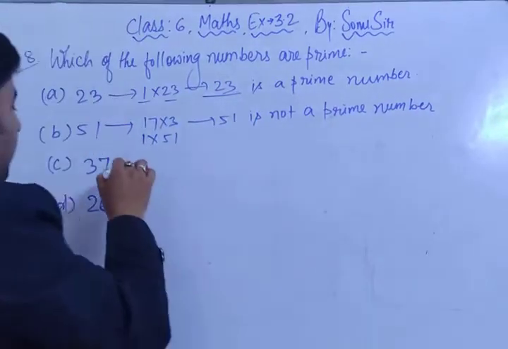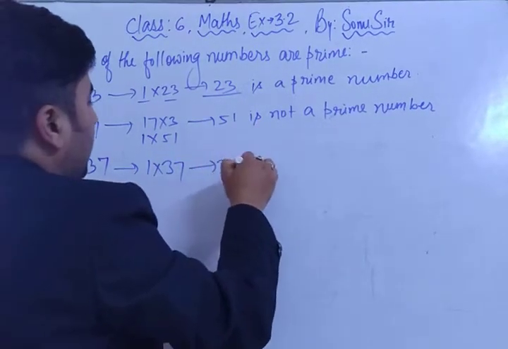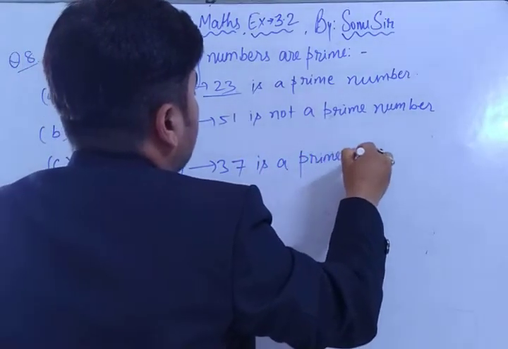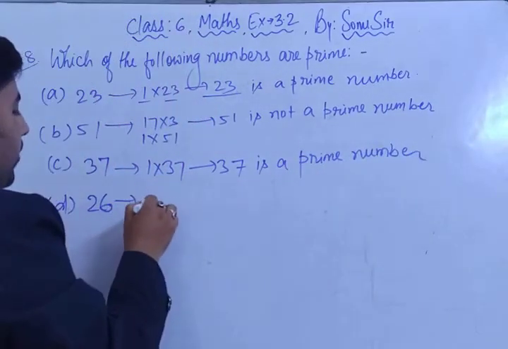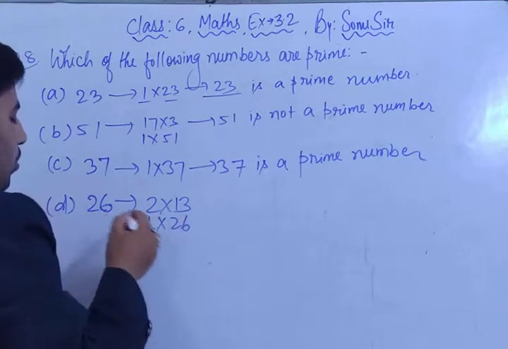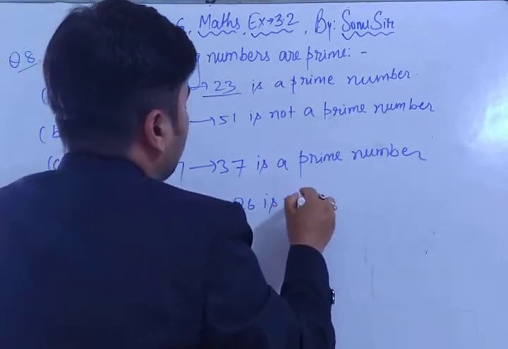The third one is 37. Except 1 and 37, there are no other factors. So that's why 37 is a prime number. Next one is 26. We know very well, 13 twos are 26, and 1 into 26. There are more factors, so 26 is not a prime number.